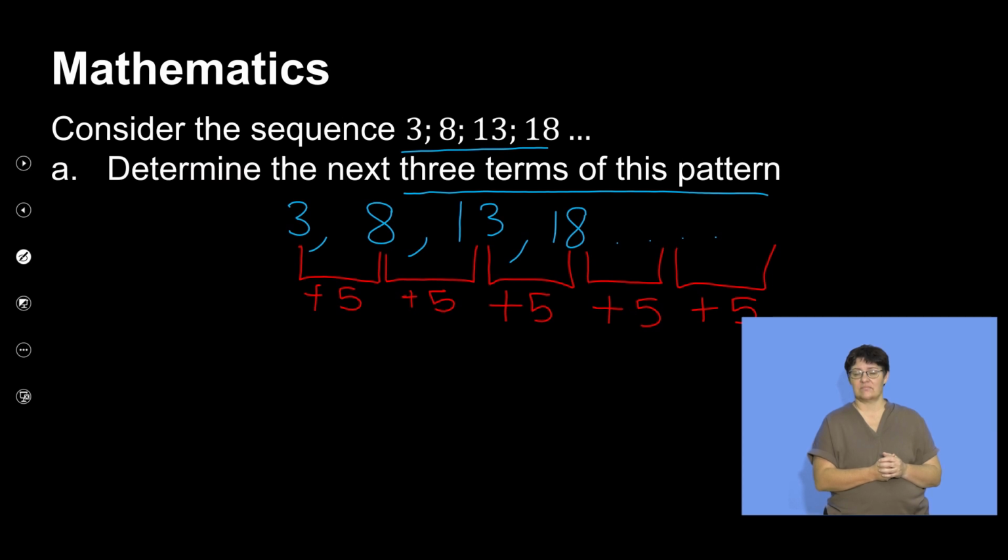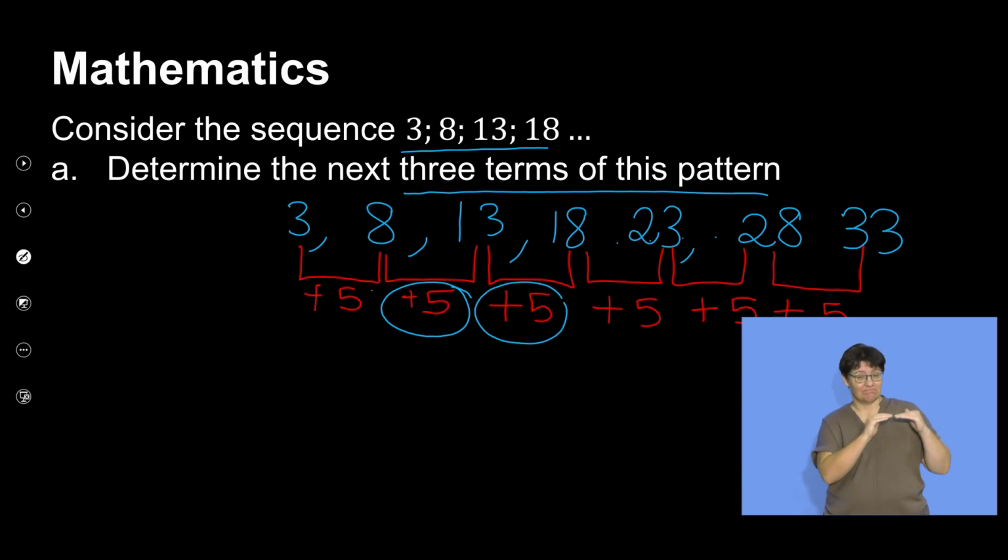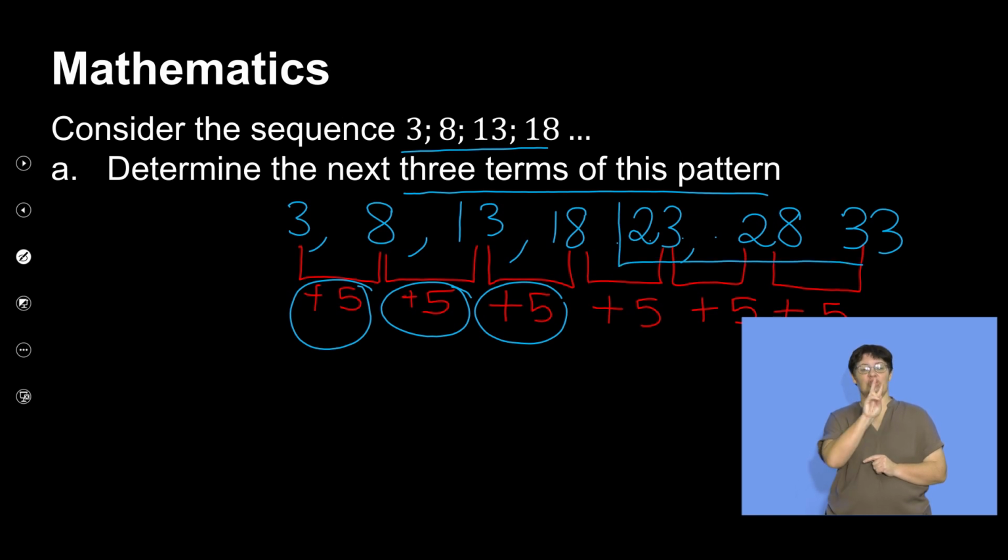So if I add 5 to 18, I'm going to have 23. Then if I add 5 again, the next term will be 28. Then if I add another 5 from 28, we can see that the next term will have a value of 33. Wonderful. So with our common difference being 5, we can see that the next 3 terms are 23, 28, and 33. Let's move on to the next question.